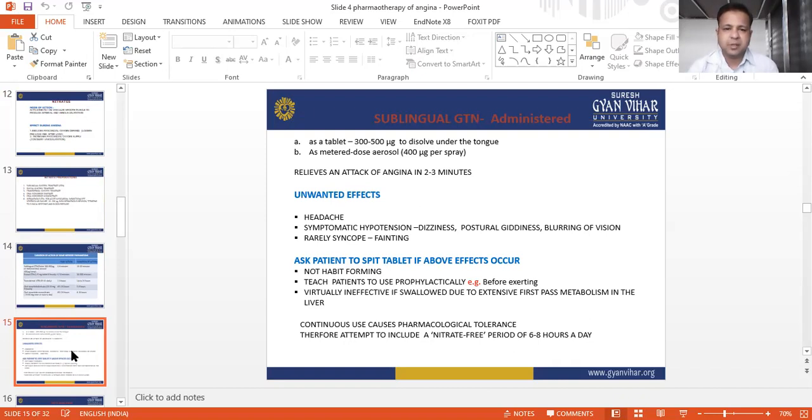Not habit forming. Teach patients to use prophylactically, that is before exerting. Virtually ineffective if swallowed due to extensive first pass metabolism in the liver. Continuous use causes pharmacological tolerance. Therefore, attempt to include a nitrate-free period of 6 to 8 hours a day.